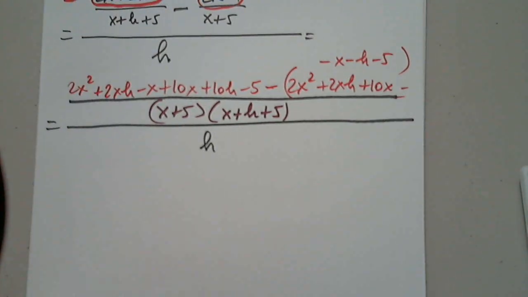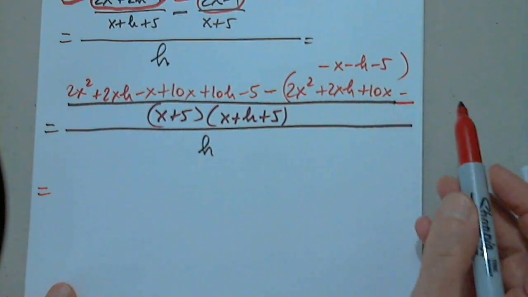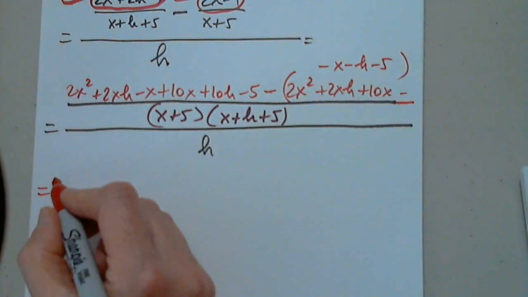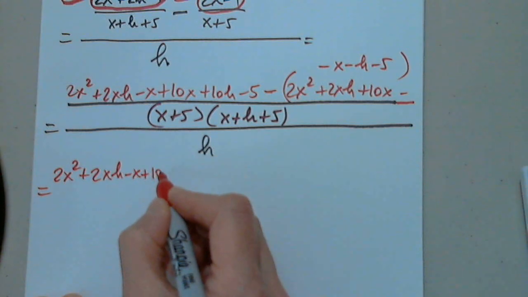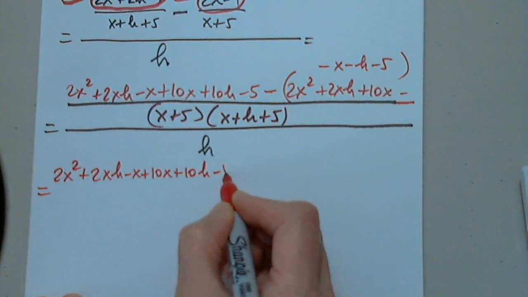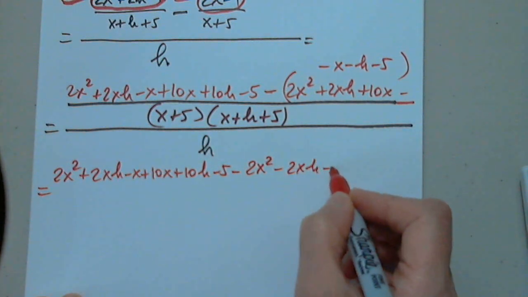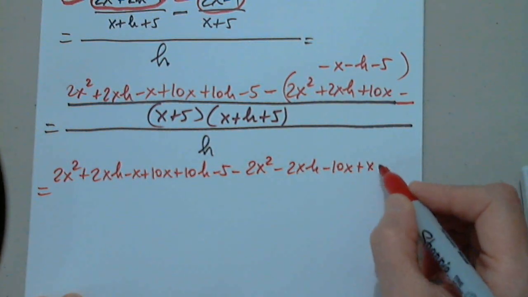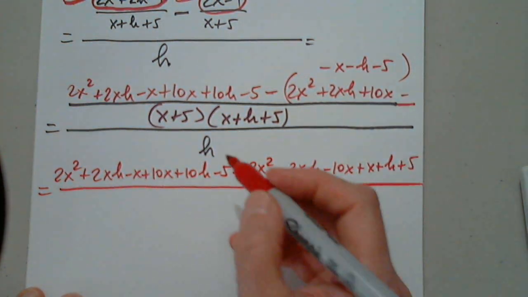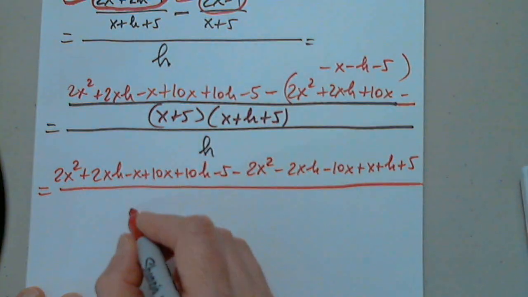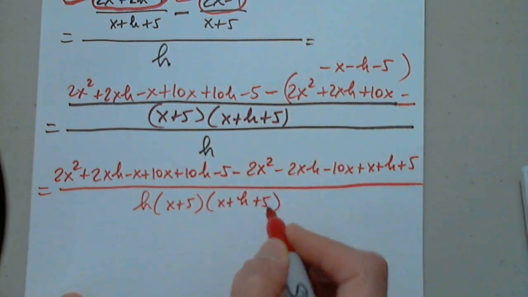Okay, so now I will rewrite it. I don't know how to rewrite it and have it all in one row. May not happen. Sorry about that. So 2x squared plus 2xh minus x plus 10x plus 10h minus 5 minus 2x squared minus 2xh minus 10x. I may be able to squeeze it in. Yay! Look at that. This is h over 1, so I have to flip. h, x plus 5, x plus h plus 5.